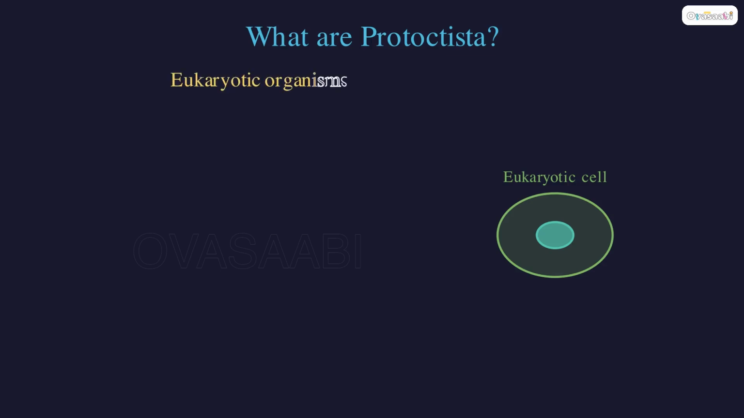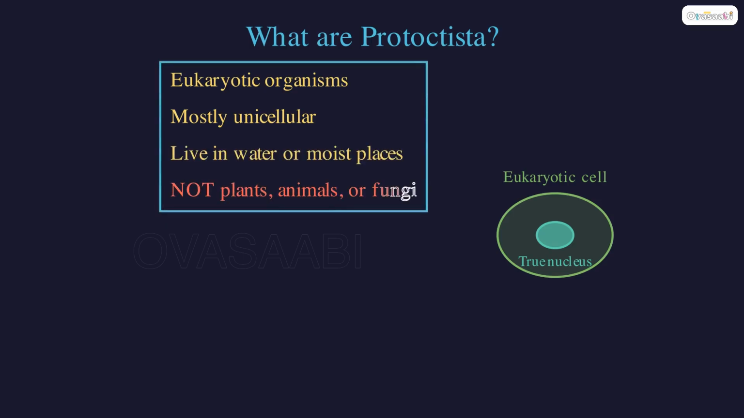Protoctista are eukaryotic organisms, meaning their cells have a true nucleus. Most are unicellular and live in water or moist places. They include two main groups, algae and protozoa.